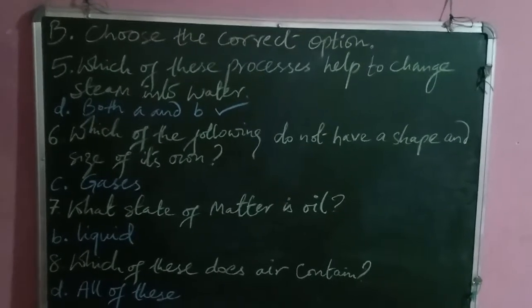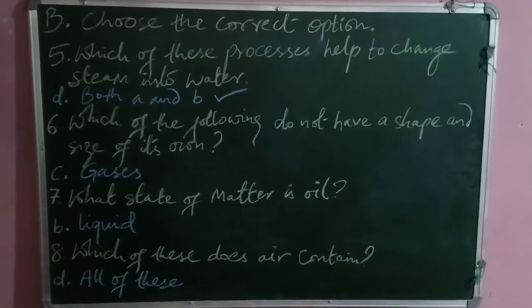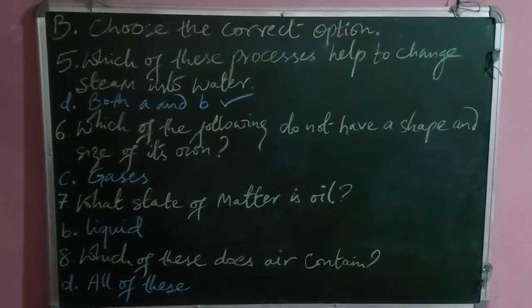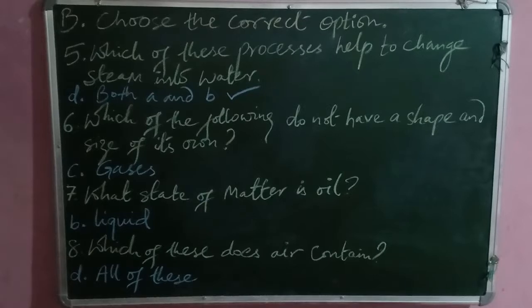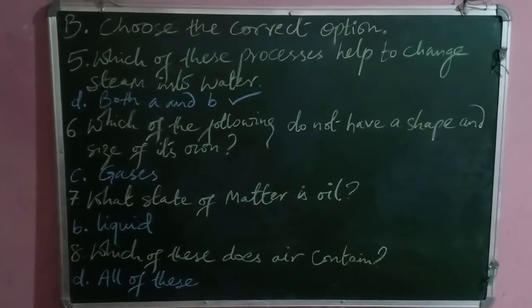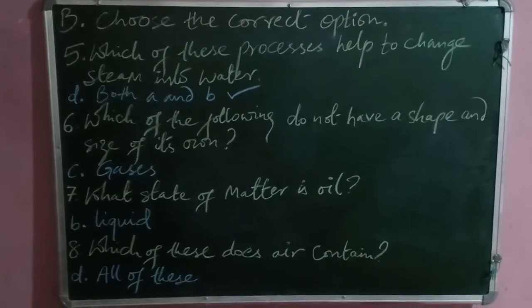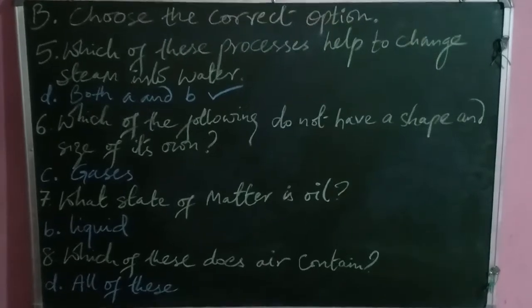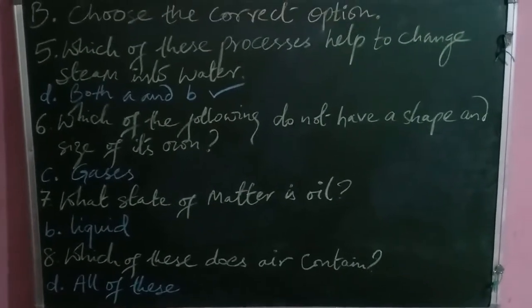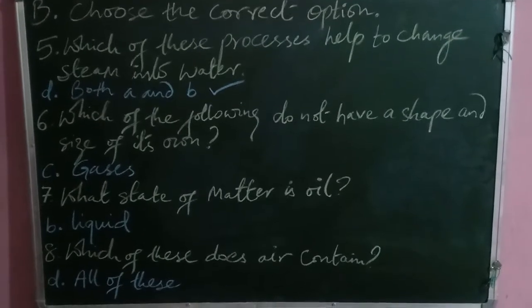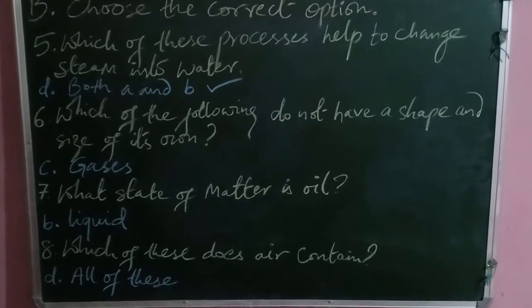Okay. Then we have question number 6. Which of the following do not have a shape and size of its own? So we have options like solid, liquid, gases, and all of this. So obviously gases is the correct answer. Then we have question number 7. What state of matter is oil? So it is a liquid.